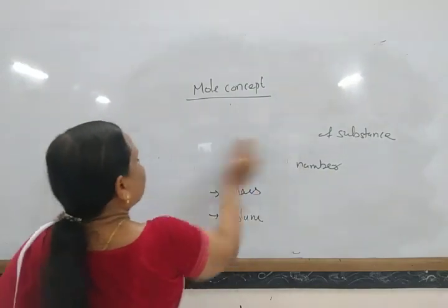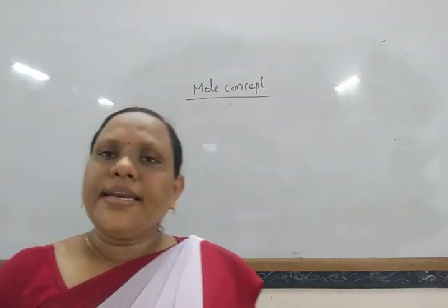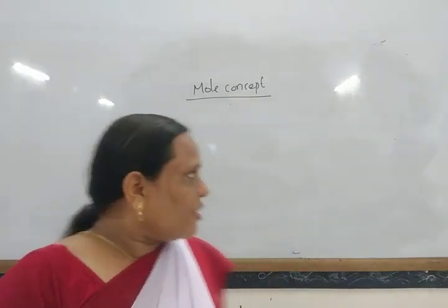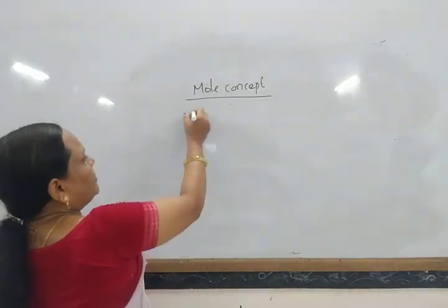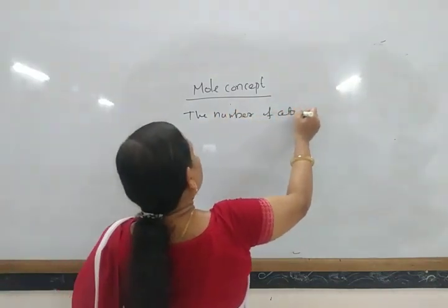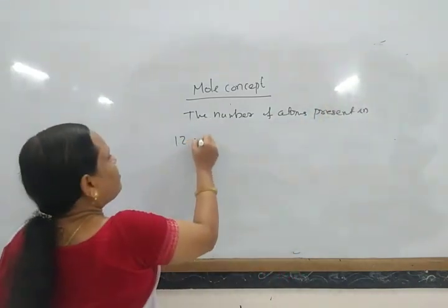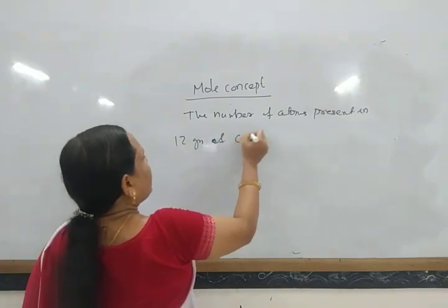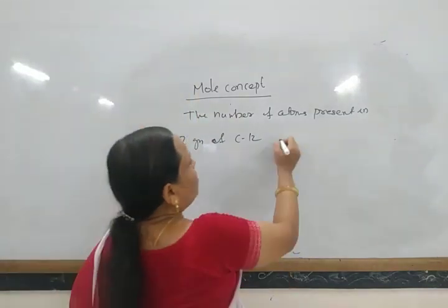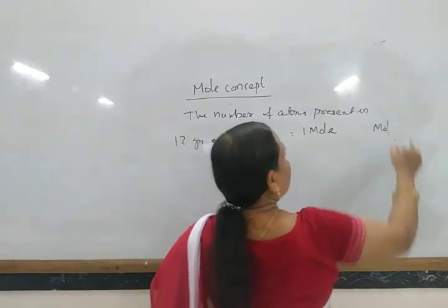So what is mole? Actually, mole is the number of atoms present in 12 gram of carbon. The number of atoms present in 12 gram of carbon-12 isotope is known as 1 mole. That is equal to 1 mole.